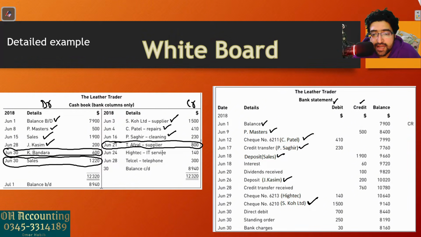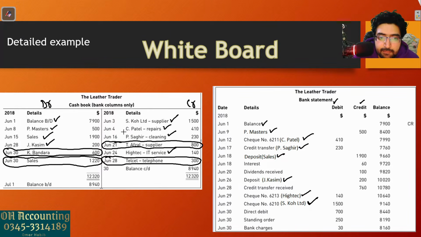High Tech IT Service 140 on the debit side. Oh, sorry, on the credit side. So it should be on debit. High Tech 140. Yes, it's there. Take this. Take this. Telcel Telephone 300 on the credit side. So it should be on the debit side of the bank statement. Is it there? No. So circle this here. Okay. So we have compared both.